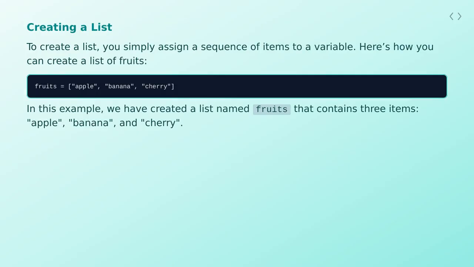Creating a list. To create a list, you simply assign a sequence of items to a variable. Here's how you can create a list of fruits. I'll let you read the examples on screen rather than reading every line aloud. In this example, we have created a list named fruits that contains 3 items: apple, banana, and cherry.